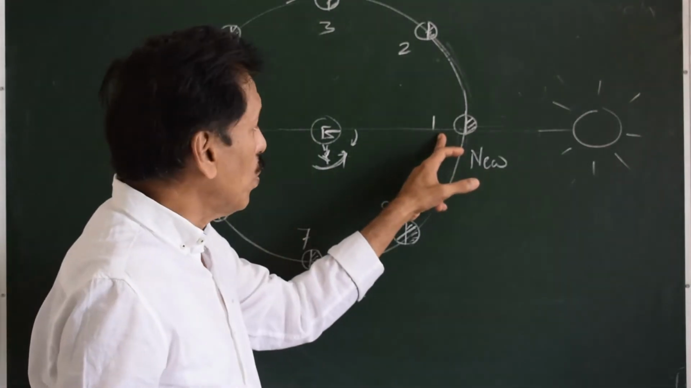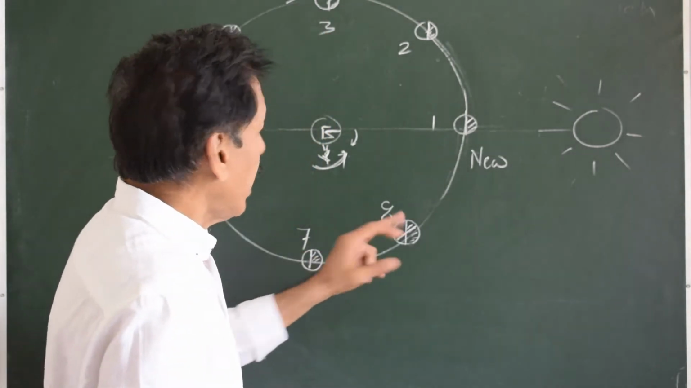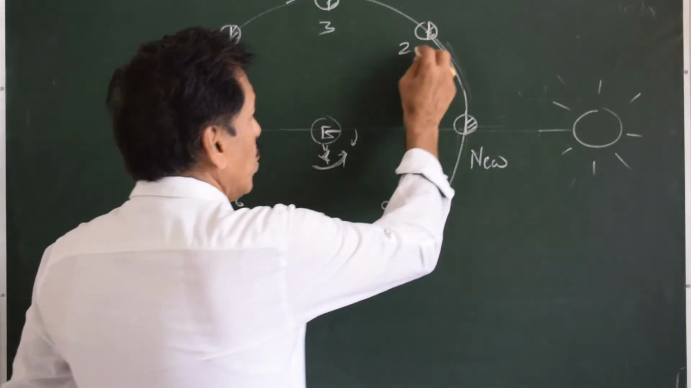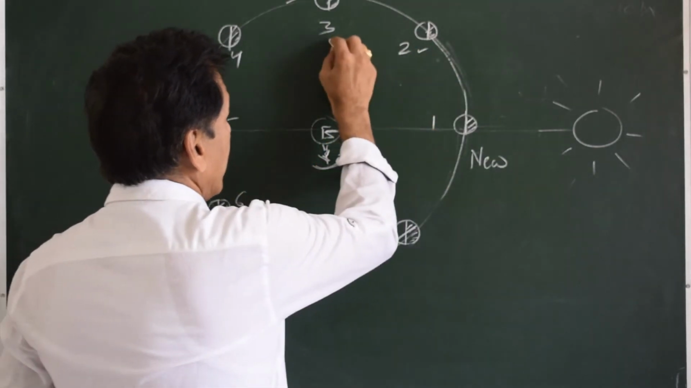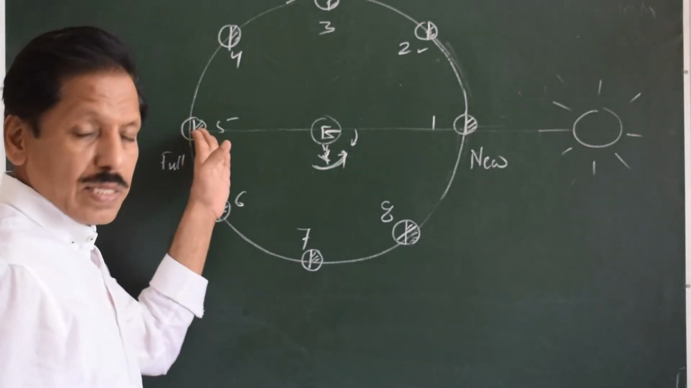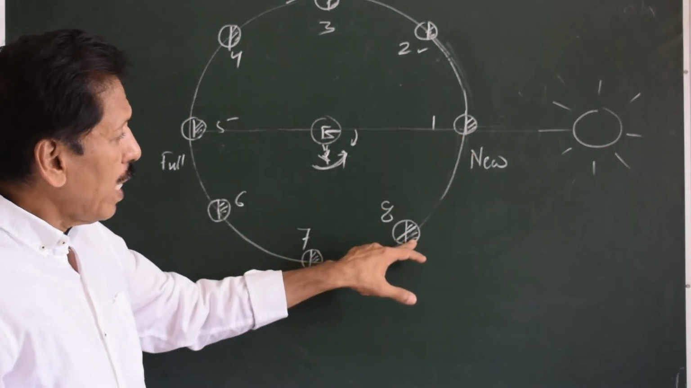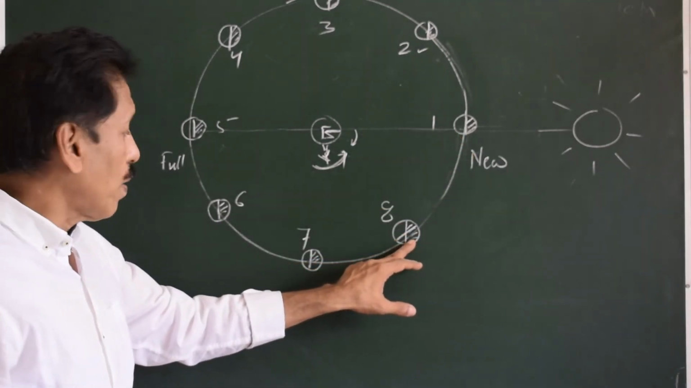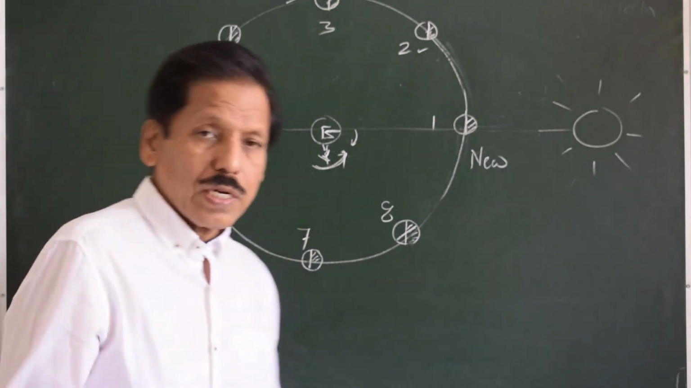The start of the lunar month, position 1, 2, 3, 4, 5, 6, 7, 8. The moon is on easterly elongation, 45 degrees, 90 degrees easterly elongation, 135 degrees easterly elongation, and this is 180 degrees elongation. Now, position 8 is 45 degree westerly elongation, 90 degrees westerly elongation, 135 degrees westerly elongation.